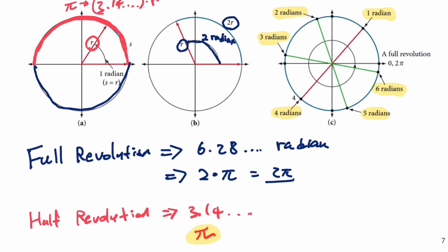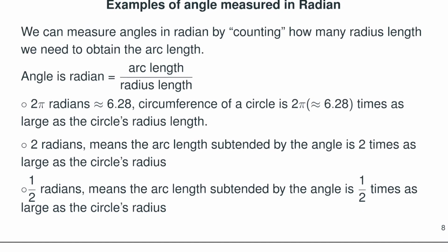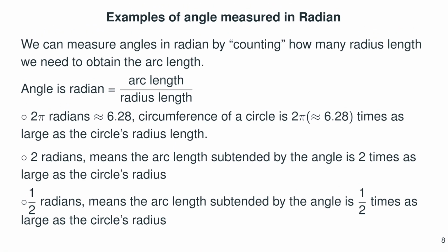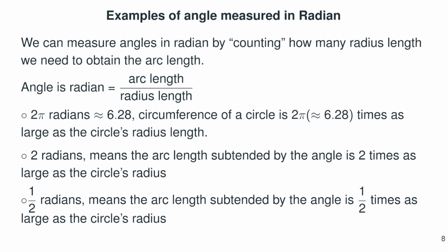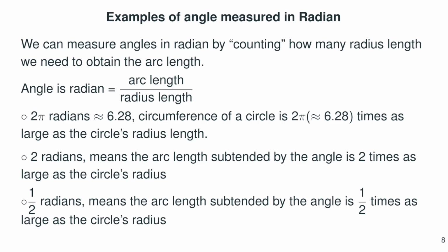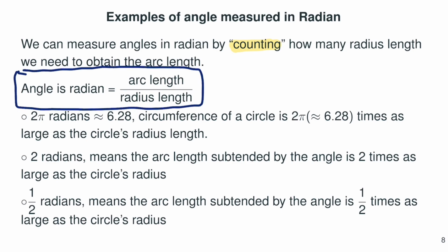So let's look at more examples of angles measured in radians. We can measure angles in radians by counting, quote unquote, how many radius lengths we need to obtain the arc length. So this, we already talked about. Let me just box it. Angle in radians is arc length divided by radius length. So this fraction we can think of as a rate of change, just like speed.